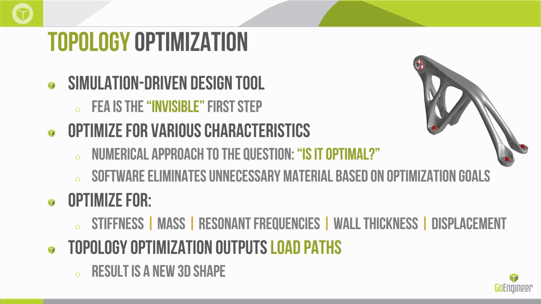So I said before that the output of FEA is a value or values. And then those values are laid on the same 3D shape that we fed into it. The output of topology optimization are load paths. So it's actually a new 3D shape. And what we're seeing is that based on the analysis, how it's set up, these are the load paths through the part. And how we can interpret that is because there's a load path here, we need material there.